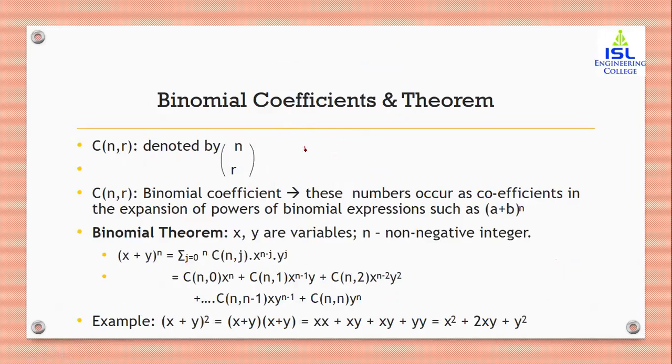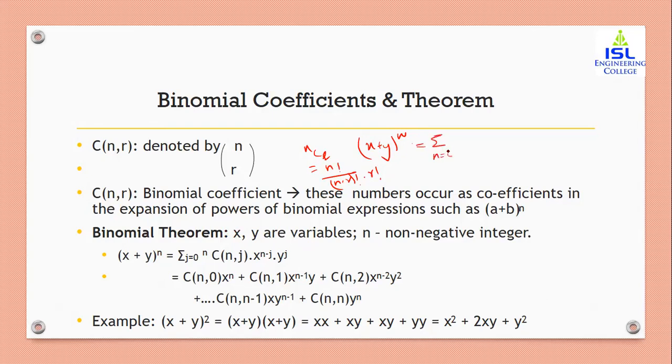So the binomial coefficient is given as nCr, for the formula (x plus y) whole power n, where nCr is given as n factorial by (n minus r) factorial into r factorial. So binomial coefficients occur as coefficients in the expansion of either x plus y or a plus b, whichever you want to consider. Whenever we are considering the binomial theorem, x, y are variables and this n is a non-negative integer. That means it is either 0 or a positive integer, then in that case we expand it in the following way.